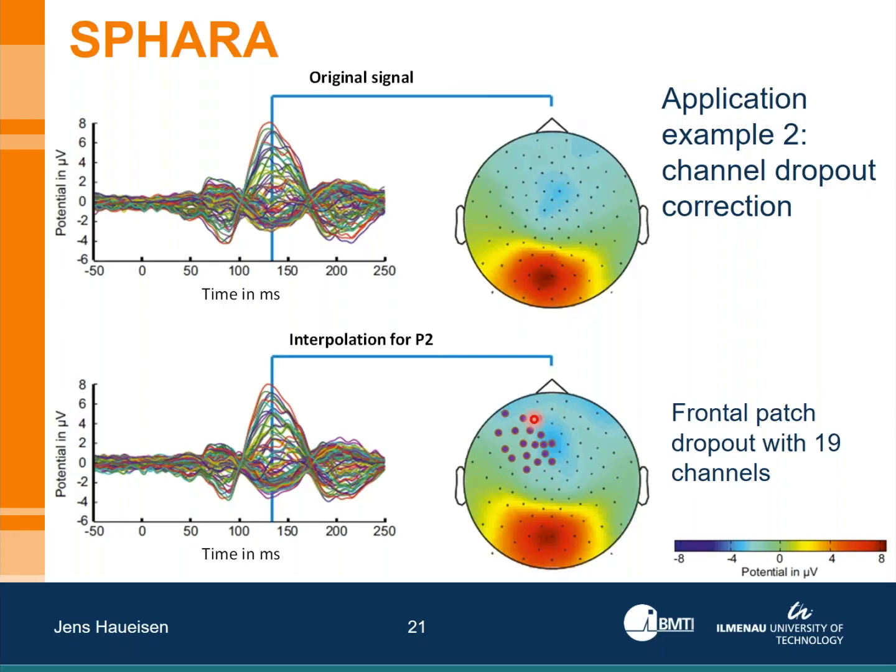This topography we take and we simulate a channel dropout of altogether 19 different channels. You can see those 19 channels indicated in the lower panel here. And those channels are actually continuous. That means it's really a patch of channels. Now we use our SPHARA basis functions to reconstruct what those channels would look like. And you see the result as the topography map, the color map underneath.